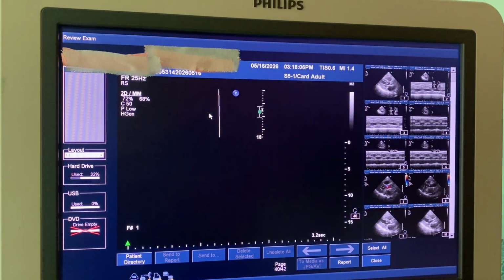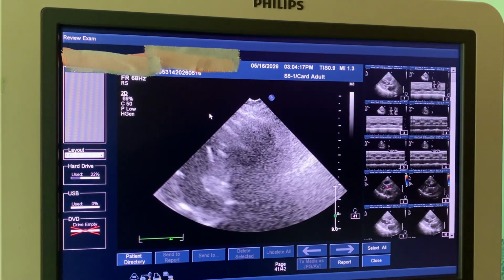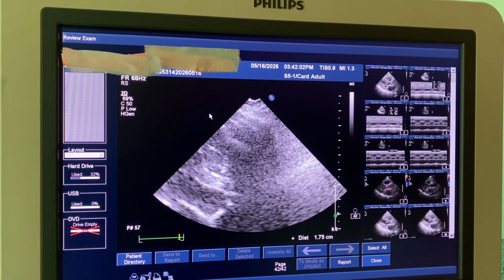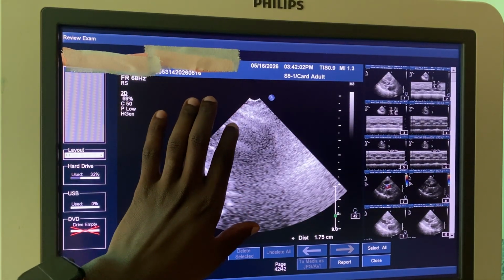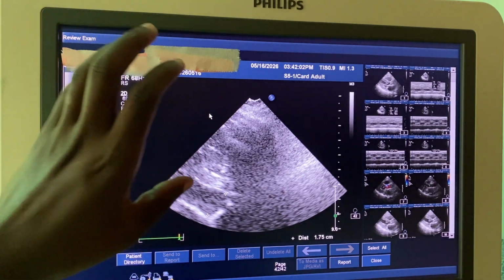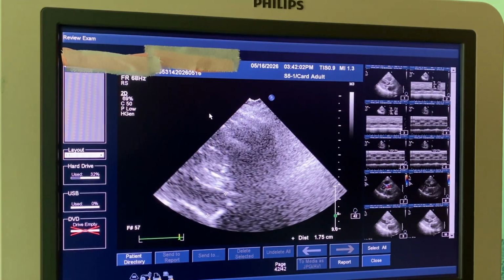Measuring again. Most of the things are already found here. We traced and found Vmax 2.25, and maximum PG was 20. So we said we can grade it based on maximum velocity and maximum pressure gradient.